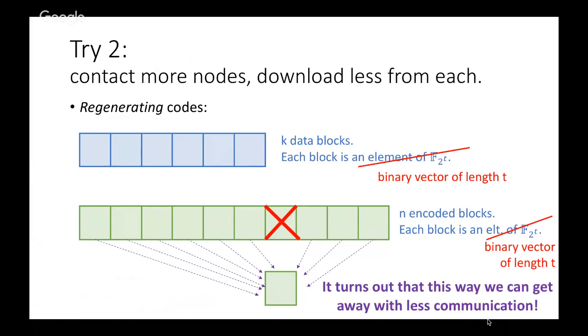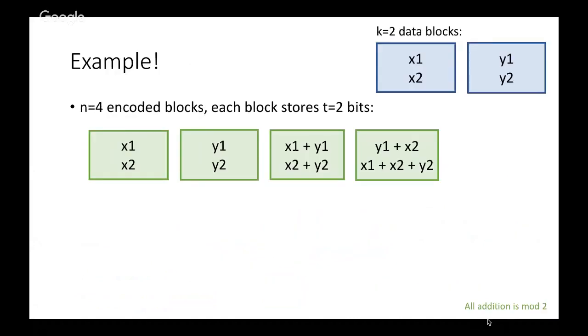And it turns out that this way we actually can get away with less communication, which is pretty cool. So let me show you a real example now. The first slide I showed you with the Reed-Solomon code was example question mark. Here's example exclamation point. This is a real example. If you've seen any talk on regenerating codes before, you have seen this example. But if you haven't, then it's a good example, so I'm going to go through it.